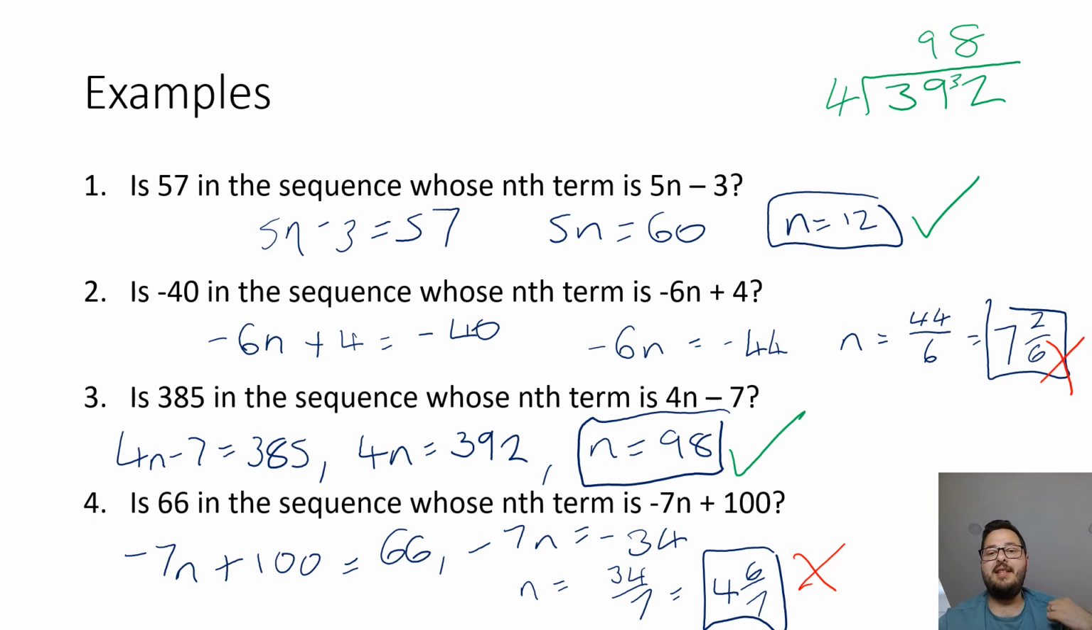Now, just as a little aside, if you ended up with a minus number that was whole, that wouldn't be right either, because you're never going to get a minus third term. You always start with the first term, second term, third term. So if I'd have ended up in this example, for instance, with minus 98, that would be no good, because you start from the first and go up. So it has to be a whole positive number.